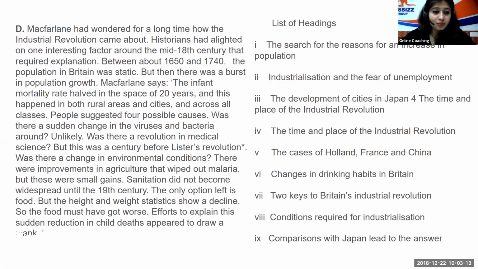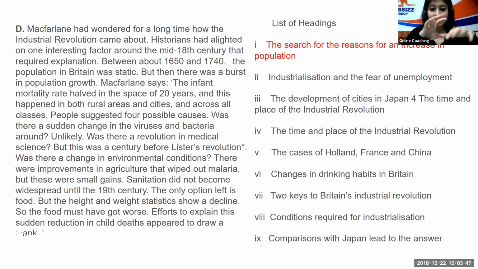Okay, now my keyword is population, now I got this thing. Infant mortality rate halved in the space of 20 years, and this happened both in rural areas and cities, across the classes. People suggested plausible causes for this sudden change, like changes in the virus and bacteria. So basically, they're trying to find out why. For example, if I see the last one, it says the food must have got worse. Efforts to explain this sudden reduction in child deaths appeared to draw a blank.